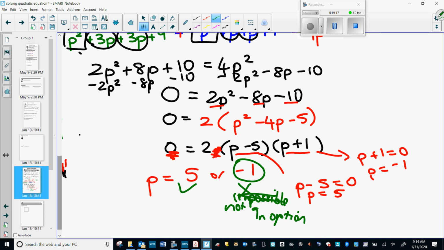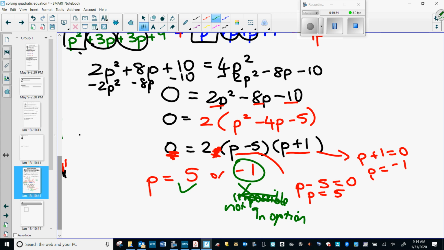Can it never be a negative number, or just in this case? No, in this case. It's a shape. Often, the negative values are the ones that we can't have, okay? Often, but I'm not going to say always, because that's not always the case. They can sometimes be negative.